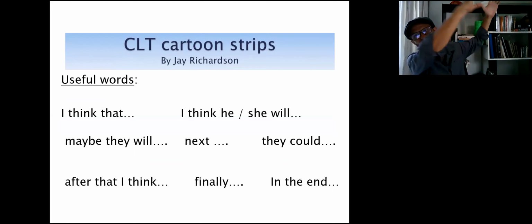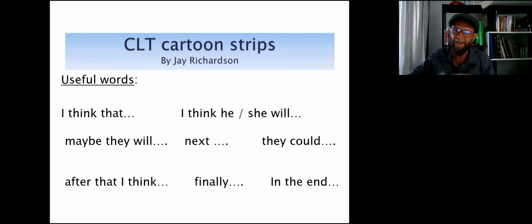You might want to give your students something on the wall. You might have a nice wall frieze. You might have a nice visual rubric of things that have happened, things that are happening, things that will happen. You might give them some grammar chunks. I think that, I think he will, I think she will, maybe they will, next, they could, finally, in the end, after that, I think. You can add, subtract, there's loads, okay?